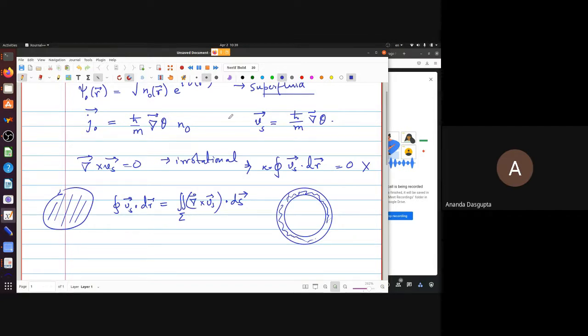Say you start above the transition temperature, start above 2.17 Kelvin, and rotate this apparatus. So you have an apparatus where you have two concentric cylinders, and you have the helium liquid in between the two. So you have it here, and you now start rotating it.